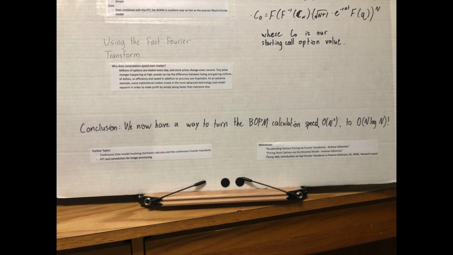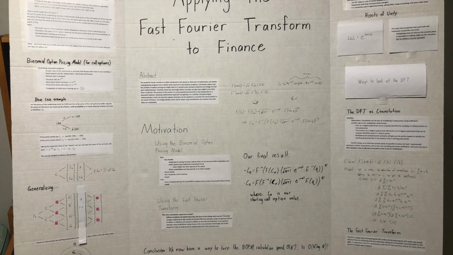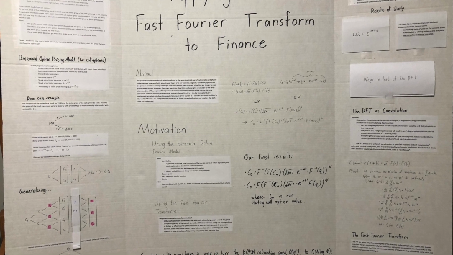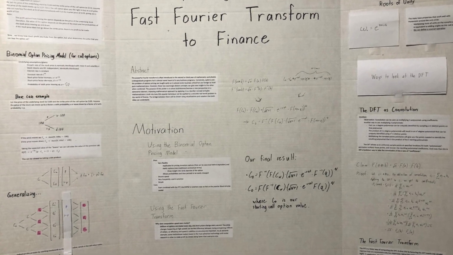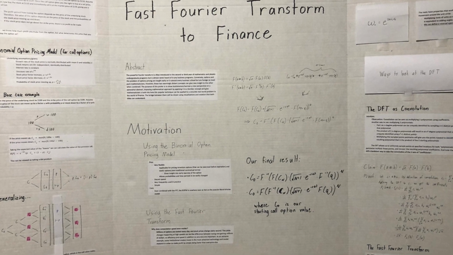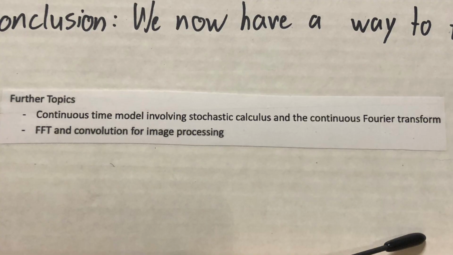So in conclusion, we now have a way to turn the binomial options pricing model calculation speed, O(n^2), to O(n log n). I thought this was pretty cool because it brought two seemingly distant concepts together by viewing both of them in a new light. Some further topics that I plan on looking into are using the continuous time option pricing model involving stochastic calculus and the continuous Fourier transform, and also using the Fourier transform and convolution for image processing.